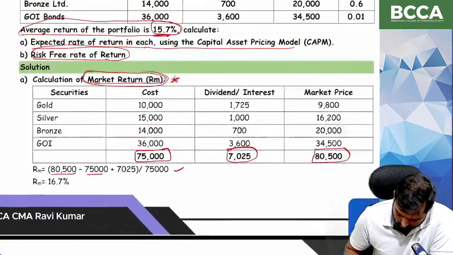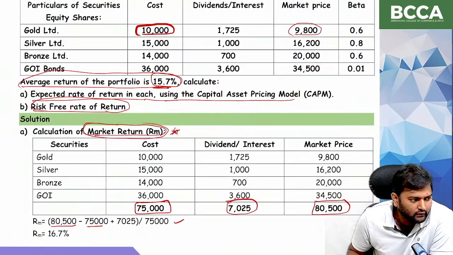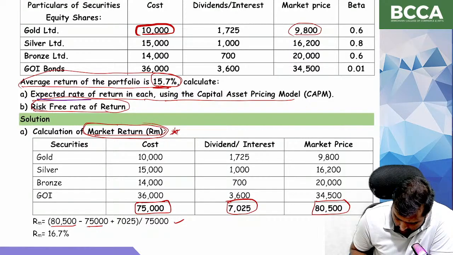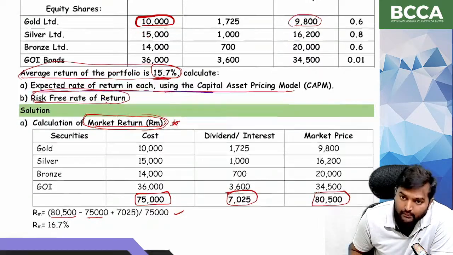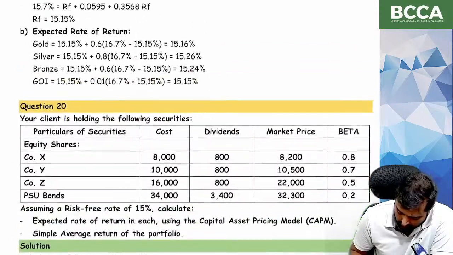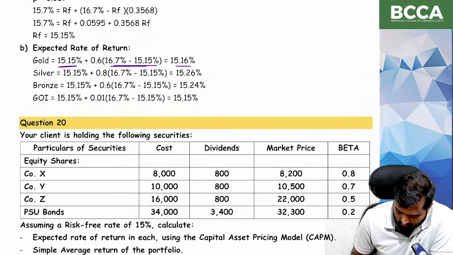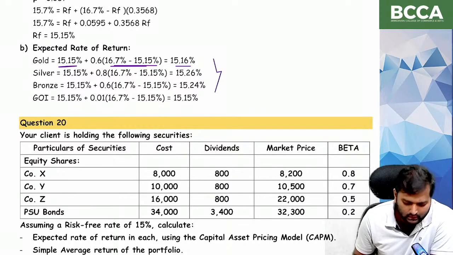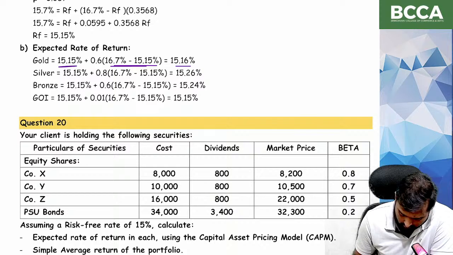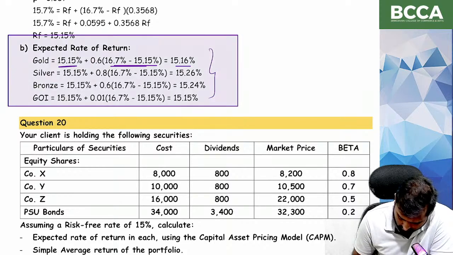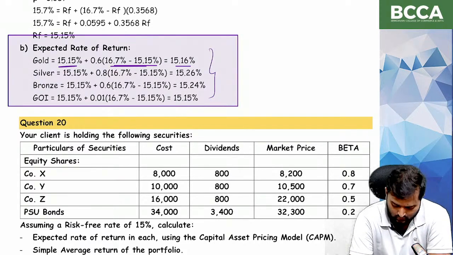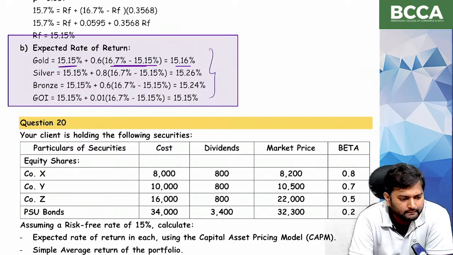So what about the first part of the question? What is the first part? We have to find out expected rate of return in each case using CAPM. Nothing but RF plus (RM minus RF) into beta. We have to calculate CAPM return in each case. Clear? Is it clear?